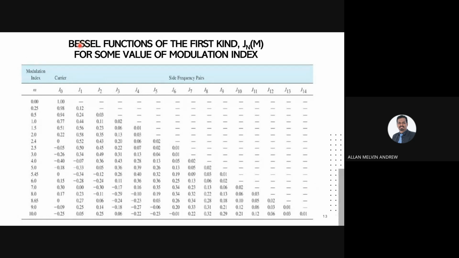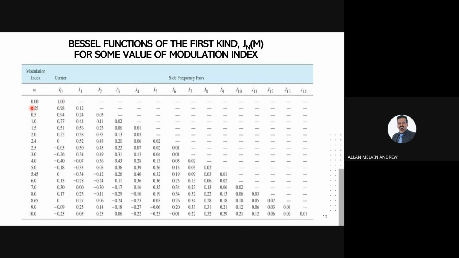So we call it a Bessel function. With the Bessel function, we can calculate some values of modulation index. You can see there are many modulation indices, and you can have a carrier frequency, different types of carrier frequencies, and you can have other side frequency pairs. You can see there are many types. When the modulation index is 0, the carrier frequency is 1. Meaning no information is attached, so no other bands are involved.